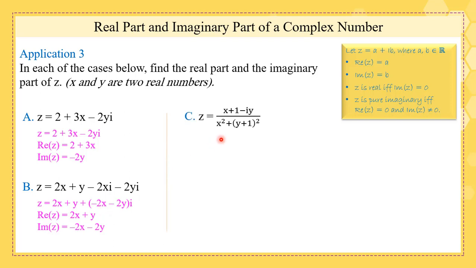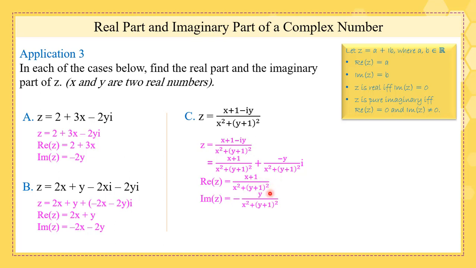Now this case, so we try to divide it into two parts, x plus y over this quantity plus minus y over this quantity, and we can replace this plus by a minus. We just put this minus somewhere here. So in this case, the real part would be x plus 1 over this quantity and the imaginary part would be minus y over the same quantity.